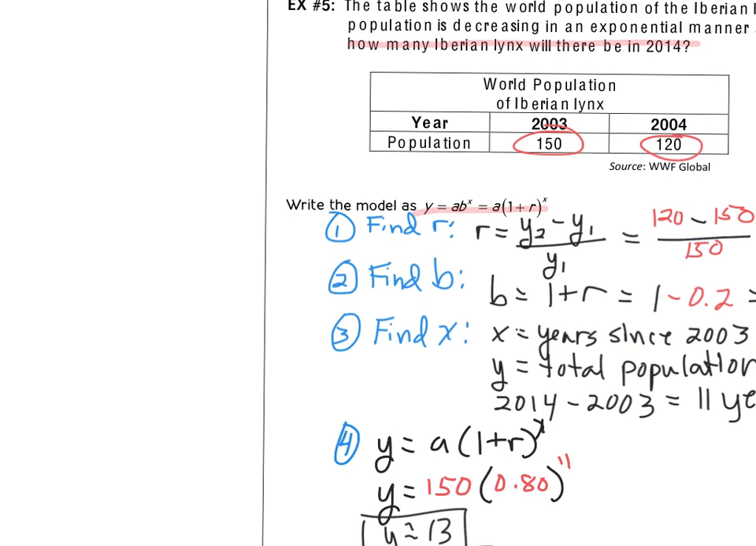And so to answer our question, therefore, if the current trend continues, only 13 lynx will remain in the wild.